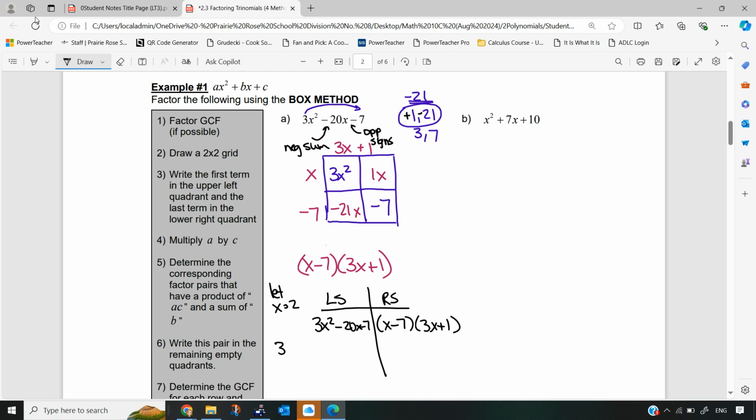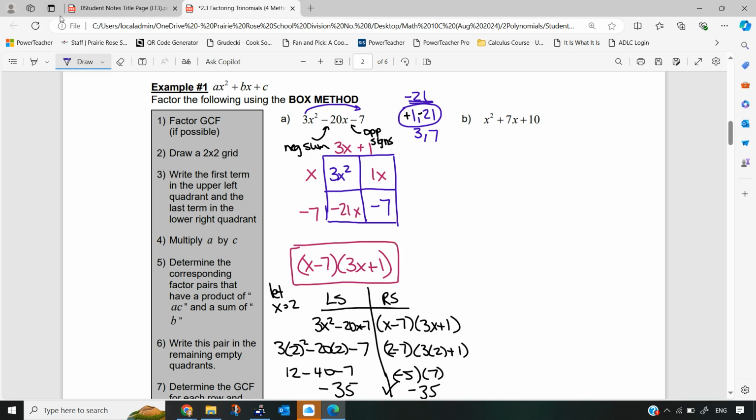So 3 times 2 squared minus 20 times 2 minus 7 would leave me with 3 times 4, which is 12, minus 40 minus 7 is negative 35. And on the other side, I have 2 minus 7, and 3 times 2 plus 1. 2 minus 7 is negative 5. 3 times 2 plus 1 is 7. That also gives me negative 35. Since these match, I know that I've factored correctly.